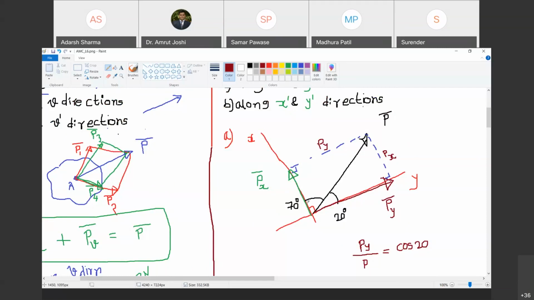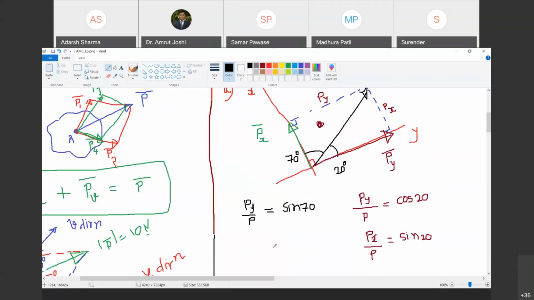Happy? Yes, sir. Now if I look at this other triangle, what do I have to write? Tell me, sine of 70 degree, how do I write? Py upon P. So do you understand? Py is also P sine 70 degree. And how do I write cos 70 degree? Px upon P. So Px is also P cos 70 degree. Are you with me? Yes, sir.